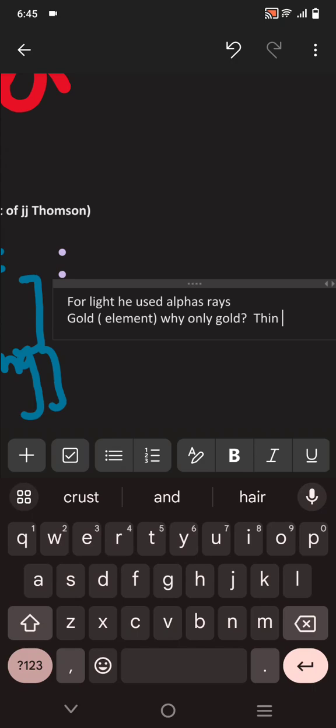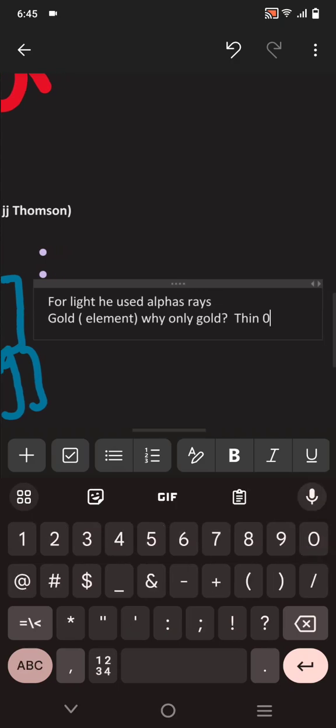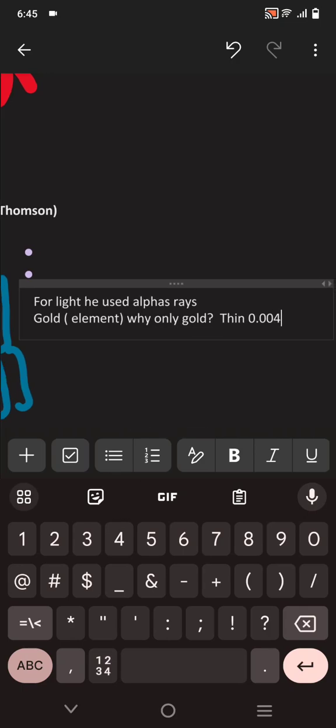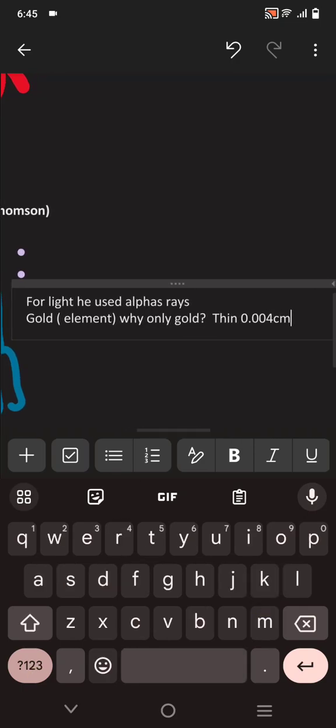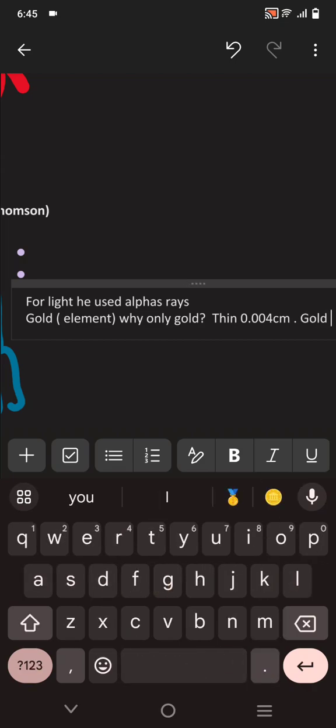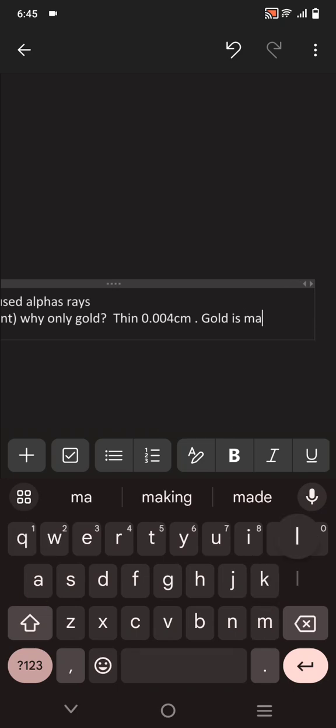The thickness of the gold foil was about 0.004 centimeters. This was the thickness. So you can see that if we send any rays, they would go through very easily. The next reason why only this is that gold is malleable. We know that gold is malleable. And what is the meaning of malleable? It is a soft material.